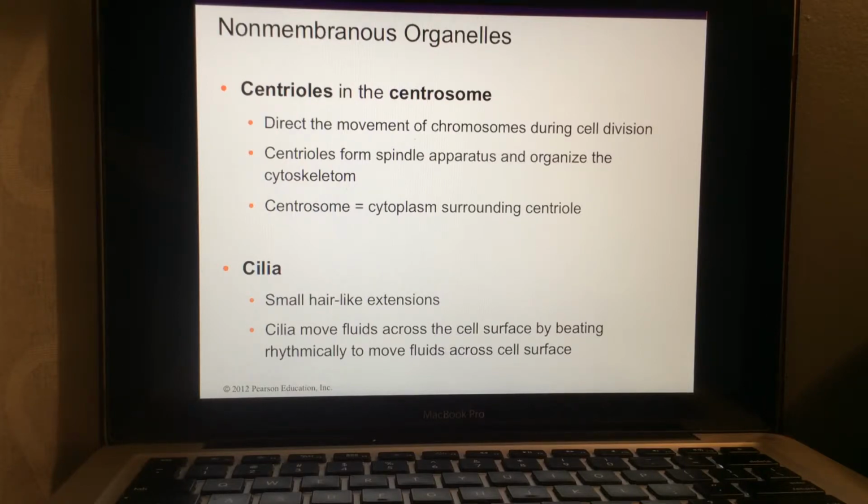Cilia are found where movement is necessary. They are small, hair-like extensions. I think people get them confused with microvilli a lot, where cilia are made for movement and the microvilli are made for absorption. So these small hair-like extensions will move fluids across the cell surface by beating rhythmically. You're going to find these in cells in the respiratory and reproductive tract.